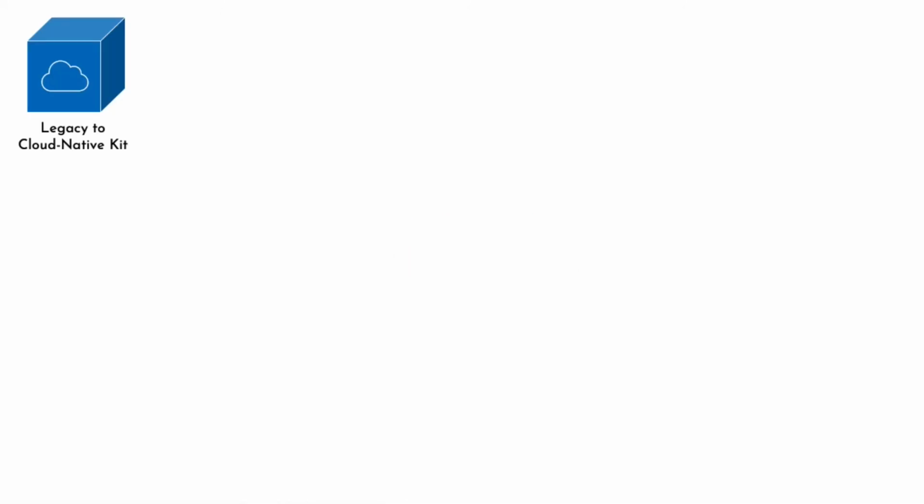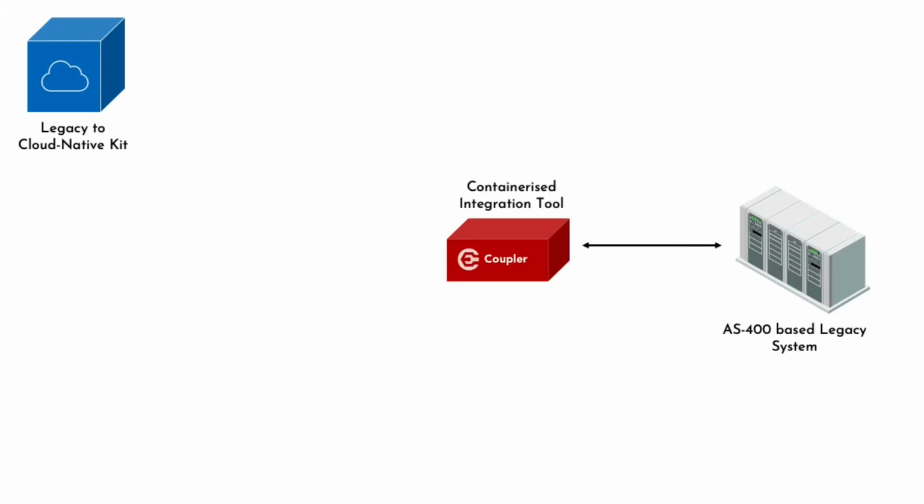Let us see how different products of the toolkit fit together. In this example, the company uses a legacy system based on AS400. To interoperate with modern applications, let us now API enable it. The kit includes several products that support and accelerate the development of cloud-native applications. Coupler is a containerized integration tool that allows visual modeling of data flows. Coupler lets you expose the data flows as APIs. Digit Market API Manager is a micro-gateway that securely exposes the APIs created by Coupler.